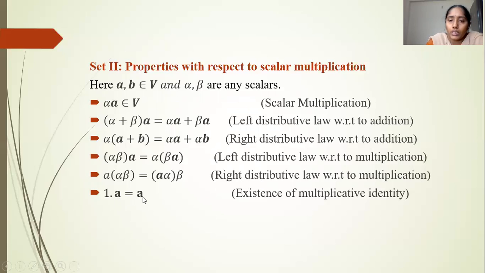And 1 into A is equal to A. Here one is called the multiplicative identity. In the first set, we discussed the additive identity as 0. Here, 1 is the multiplicative identity. If any set of vectors satisfies all these properties, then we say that V is a vector space.